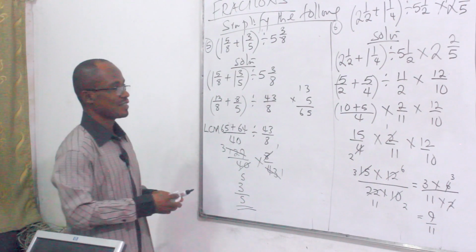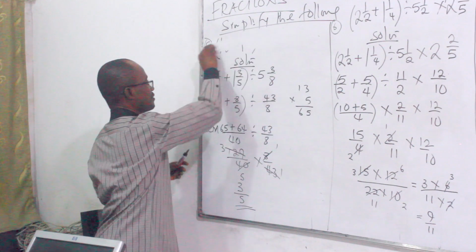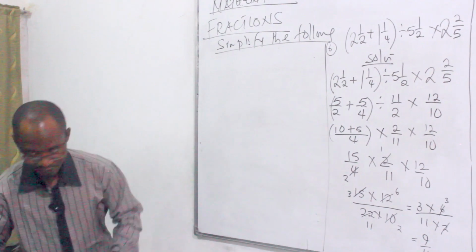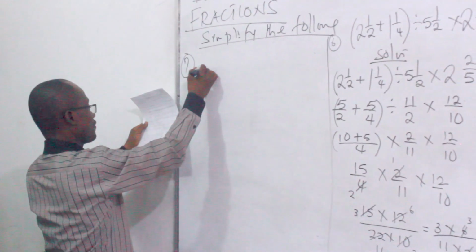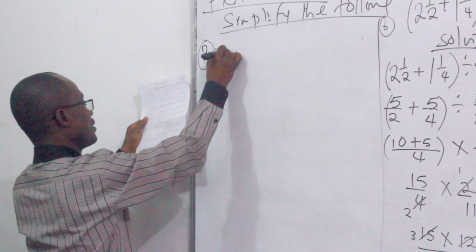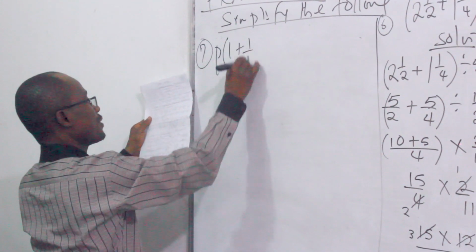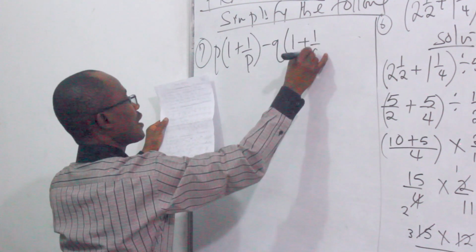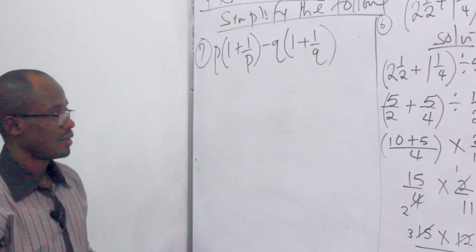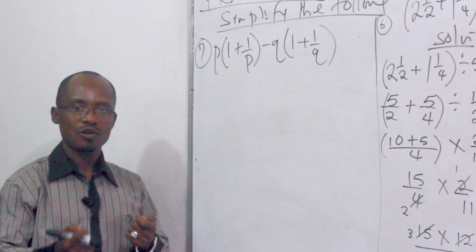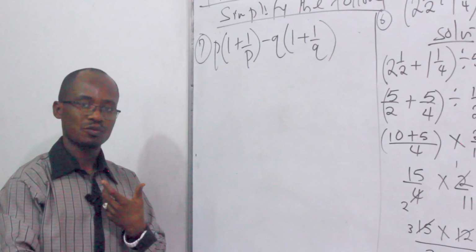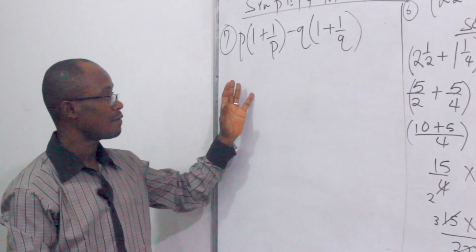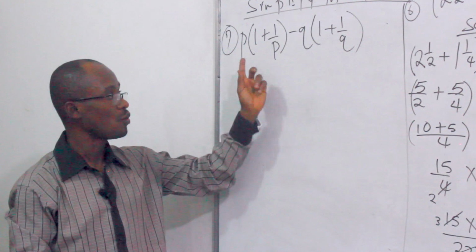Okay, let's take the last example on simplification. Example 7. Simplify p open brackets 1 plus 1 over p close the bracket minus q open brackets 1 plus 1 over q bracket closed. Remember, the logic is always to try to identify exactly what is given to you. Secondly, how to start handling the problem. This is simplification. Here we have 2 variables, p and q, with only one numeral 1.